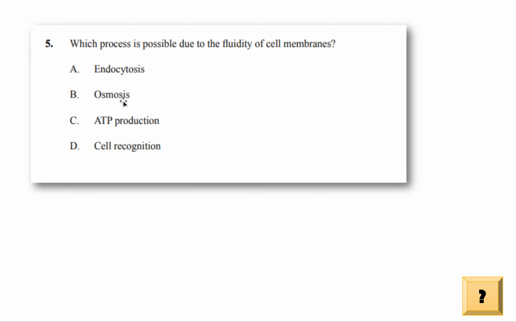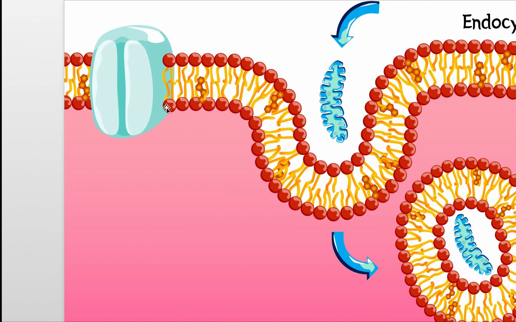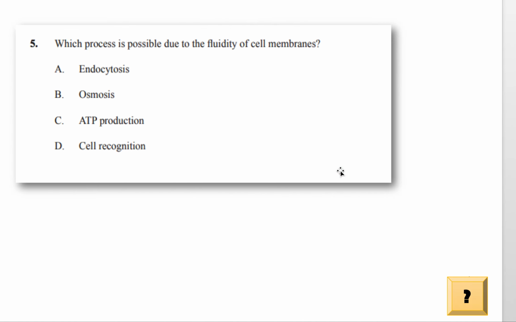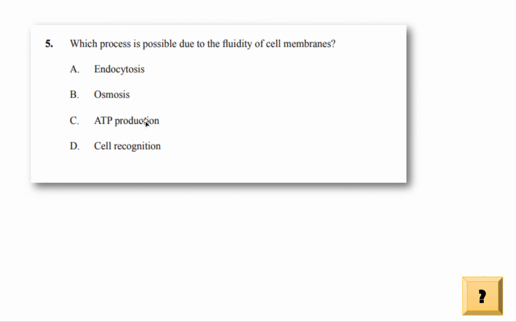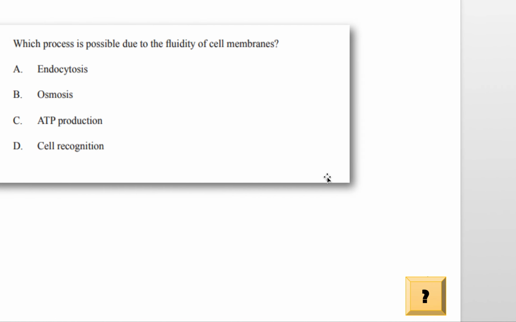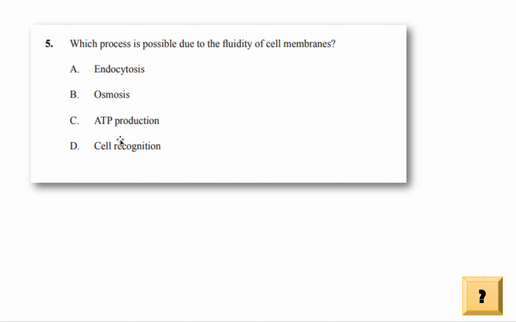B, osmosis. Osmosis is a process where water molecules flow through the membrane channel. So the membrane doesn't need to be fluid for that. All you need is a protein for that. So how about ATP production? ATP production, if you look at a cell, happens in the mitochondria. It happens inside the matrix, the inner side of the mitochondria. No membrane fluidity is required for that. It just needs a bunch of proteins and it needs a membrane, but the membrane doesn't need to be fluid for that. So ATP production doesn't require that.